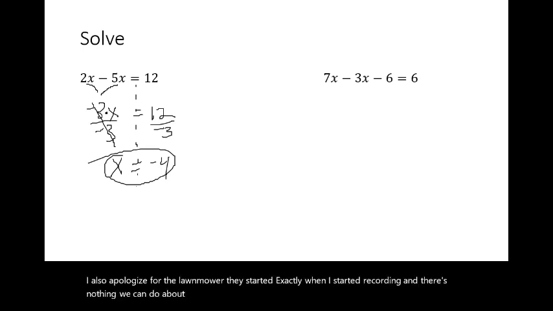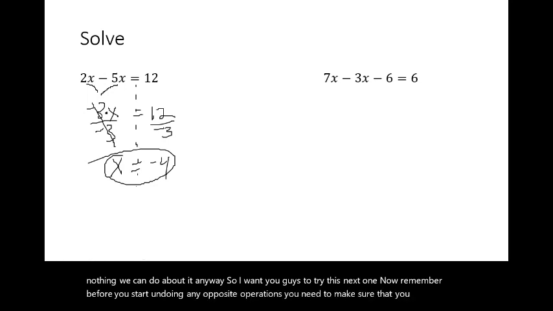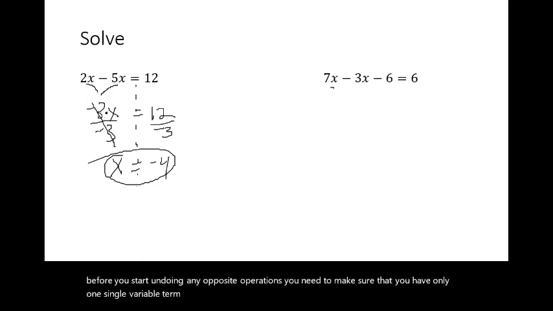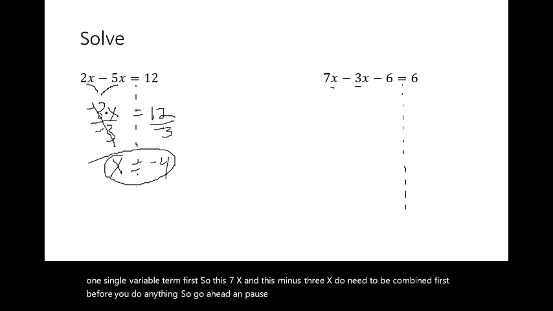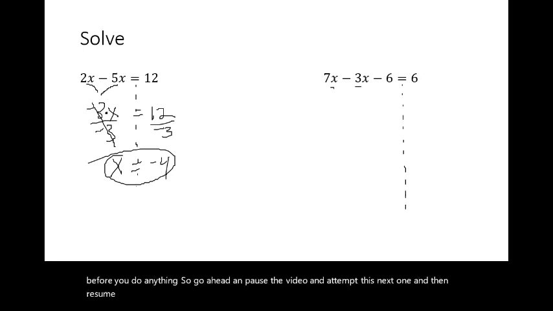Anyway, I want you guys to try this next one. Now remember, before you start undoing any opposite operations, you need to make sure that you have only one single variable term first. So this 7x and this minus 3x do need to be combined first before you do anything. So go ahead and pause the video and attempt this next one, and then resume the video when you are done working.